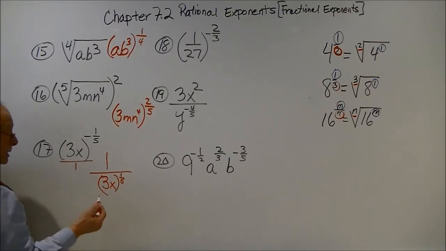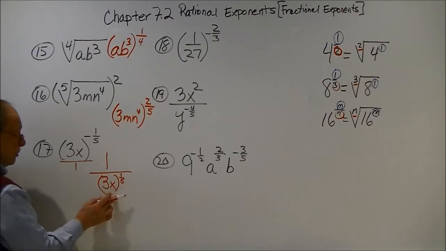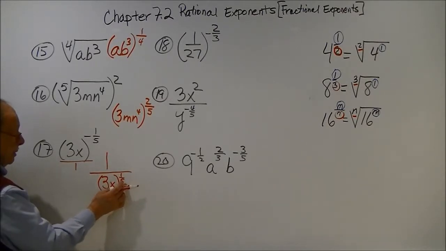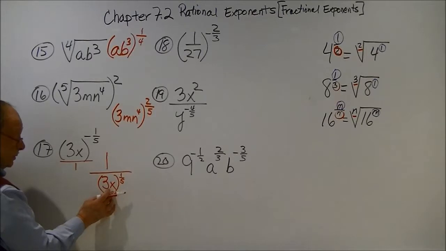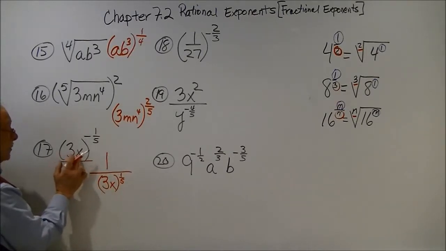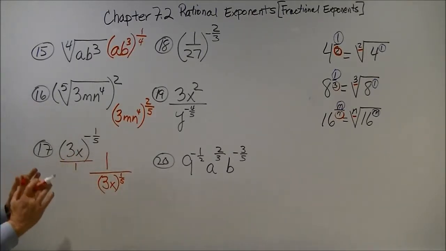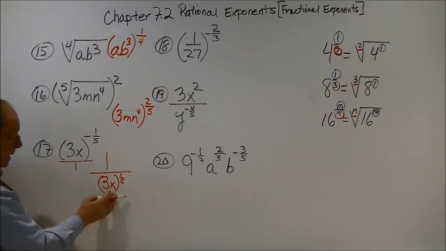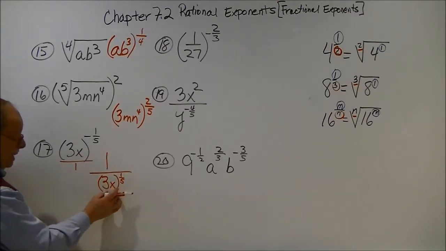And why parentheses? Because if you took the parenthesis away, the only thing the exponent would refer to is the x, not the 3x. So by using the parentheses, it maintains what your base is.